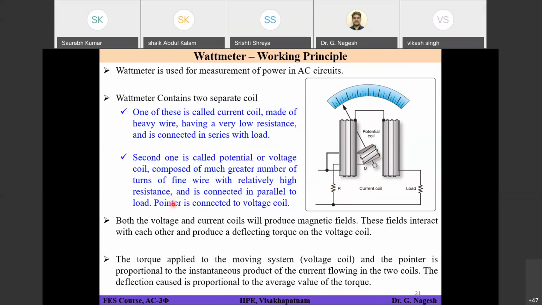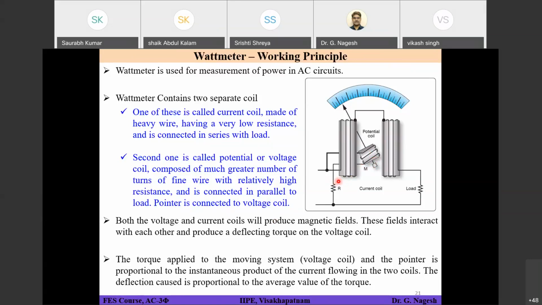If you see any instrument, if you want to read it, it should show some deflection. That means some needle will be moving, which will give you the indication of the reading. That needle is also connected to the potential coil. So coming to basic construction, it consists of two coils. One is the current coil, another is the potential coil. The potential coil is connected in parallel to the load. The current coil is connected in series with the load. And the pointer is connected to the potential coil.